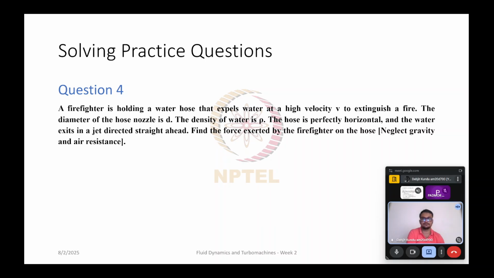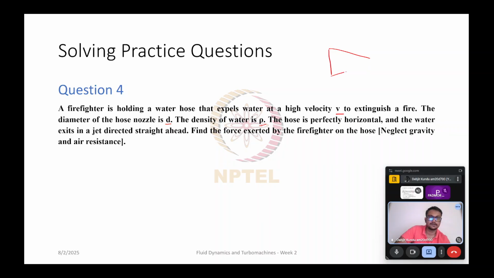We'll move on to question number 4, which takes question 3 and asks us to do exactly what we predicted. So it says that a firefighter is holding a water hose that expels water at a high velocity V to extinguish a fire. The diameter of the hose nozzle is d, the density of water is rho, the hose is perfectly horizontal, and the water exits in a jet directed straight ahead.